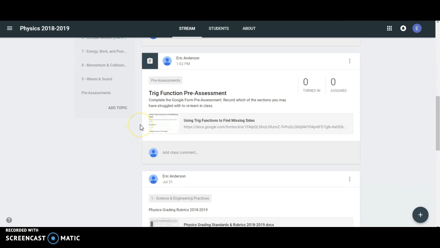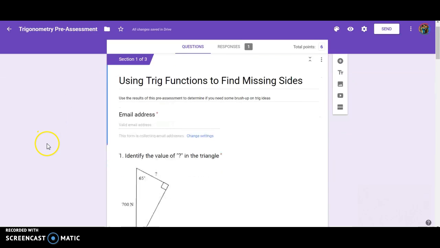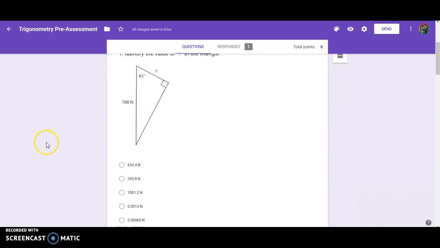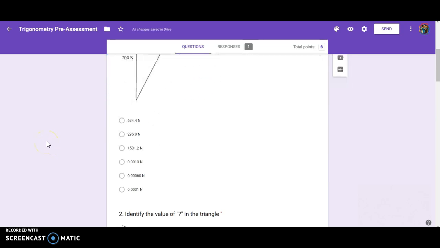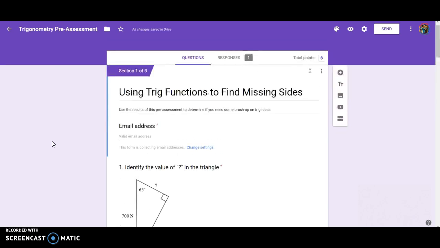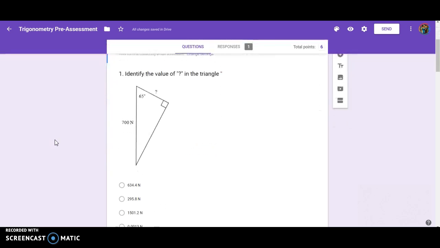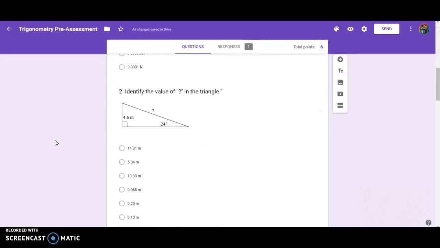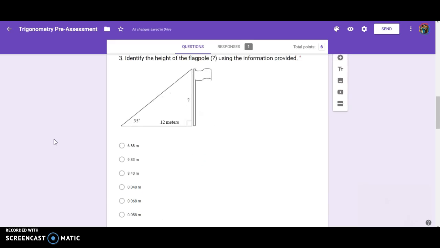So what I have here is a Google form where students will be working through different questions about trigonometry. And I made all these, and every answer has to do with different misconceptions that I've seen over the years. So I've divided it into 3 sections. The first one is just basically using trig functions. So there's 3 questions talking about that.